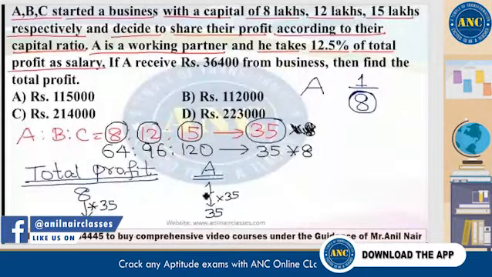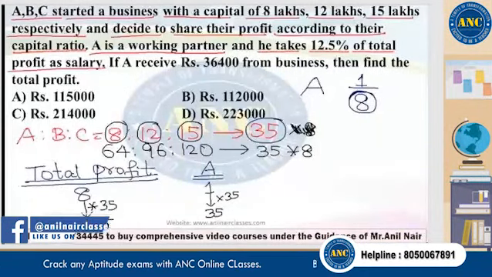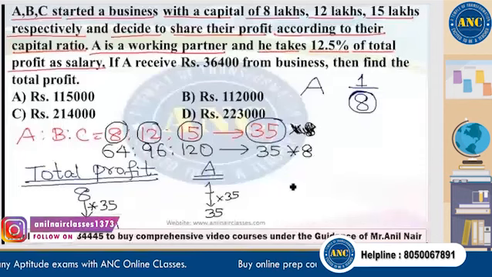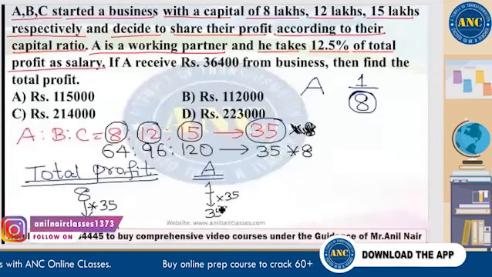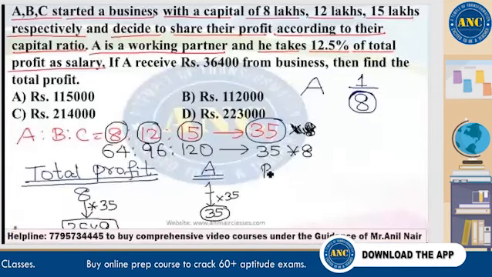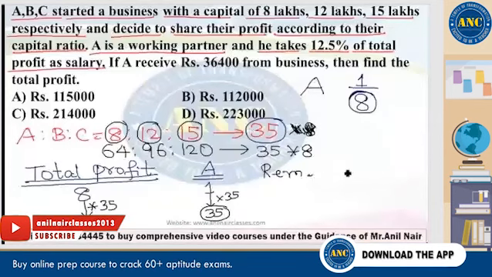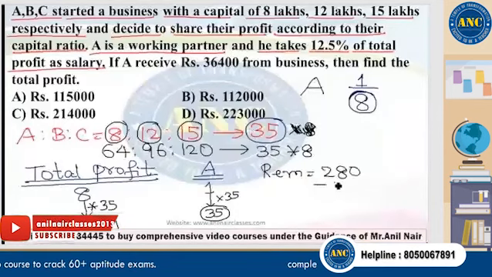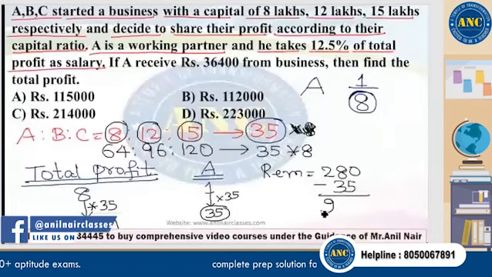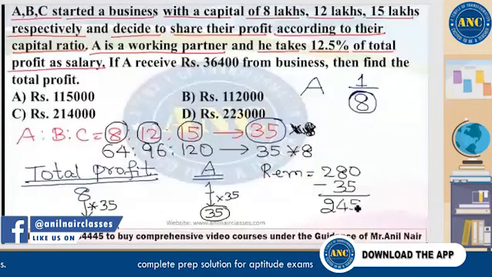That means total profit is 35 into 8, which is 280. Out of 280, A took 35 rupees. Remaining profit is 280 minus 35. Remaining is 245. I believe you are able to understand it.